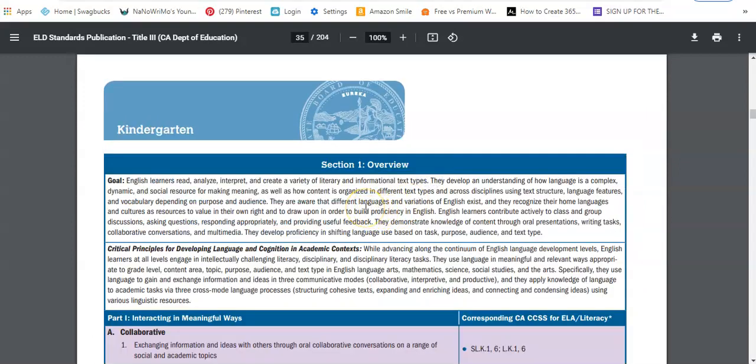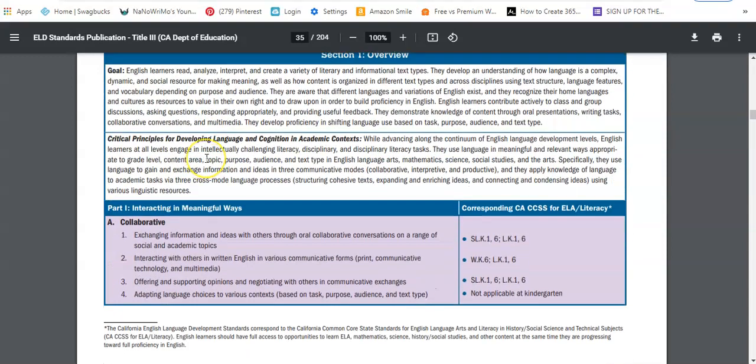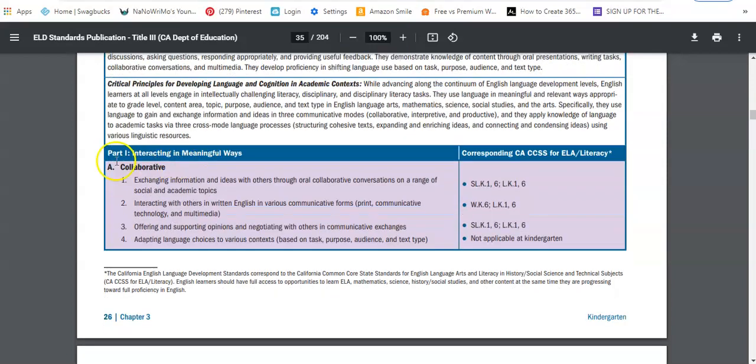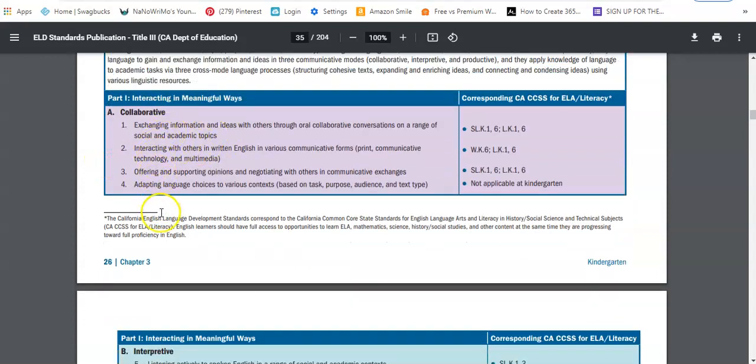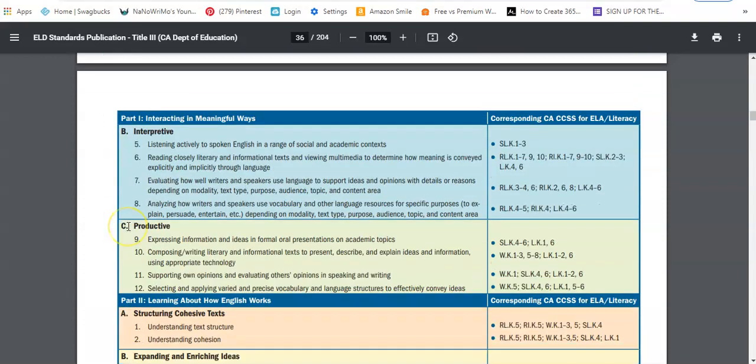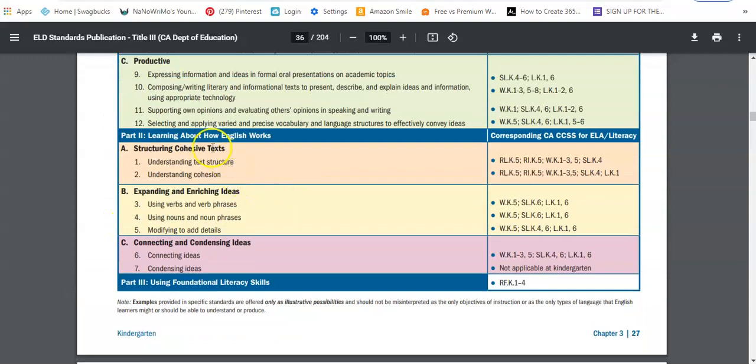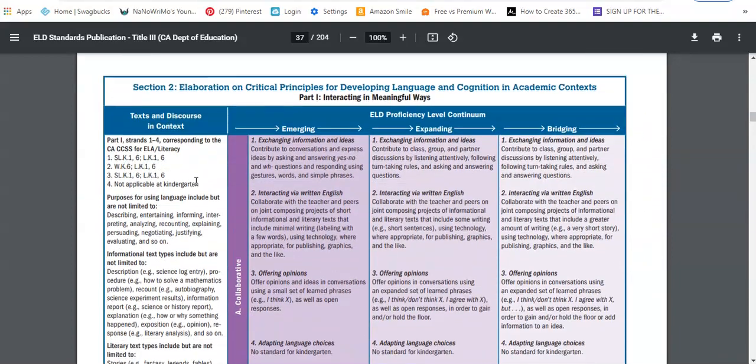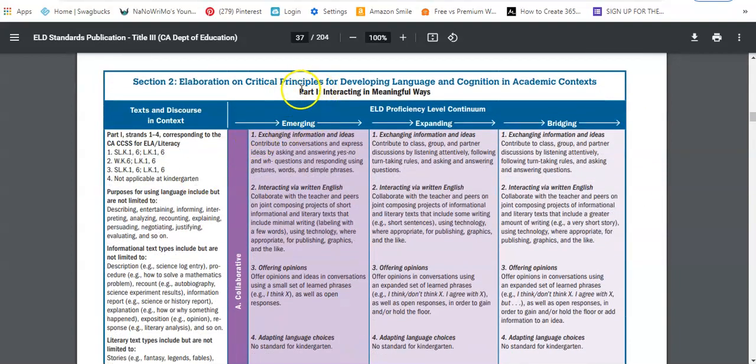Remember, in my tutorial on navigating the ELD standards framework, I showed you there are two parts for each grade level standard. We have part 1, interacting in meaningful ways, and these are the standards under part 1, and then part 2, learning about how English works. Now, remember, these are the condensed standards, so you don't want to get the standard from here. You want to keep going, and here we go. Part 1, and then these are the actual standards.